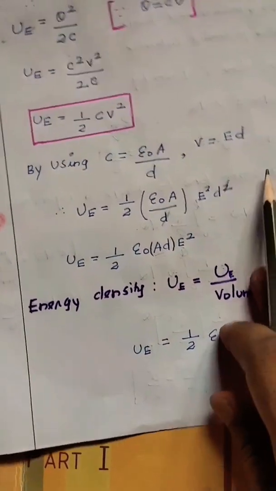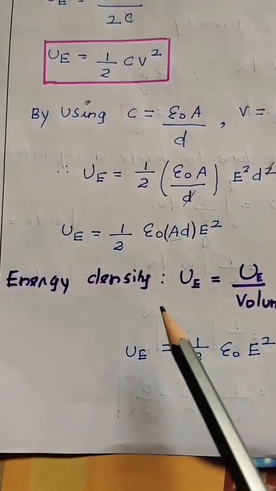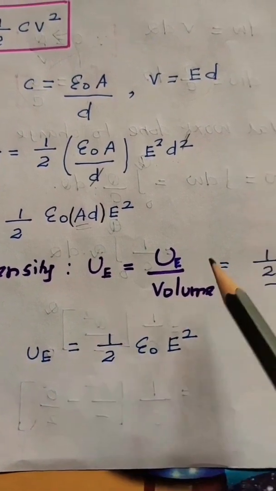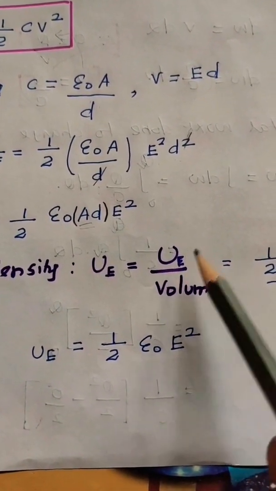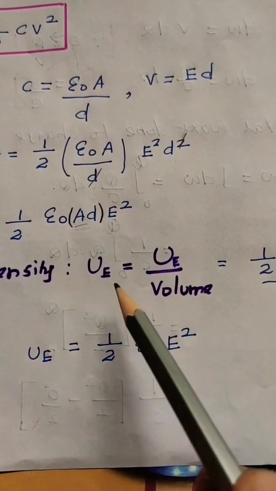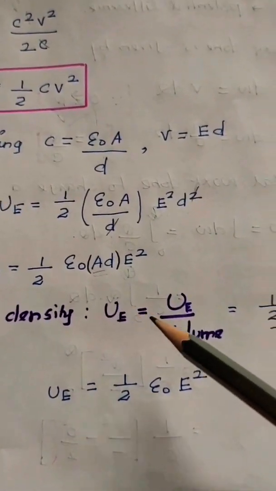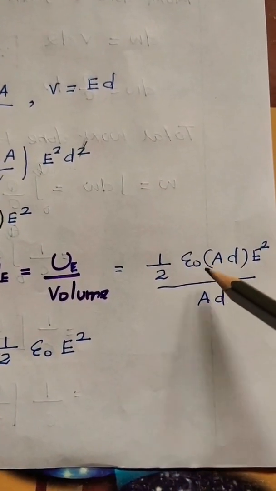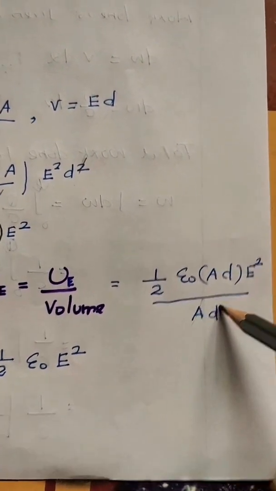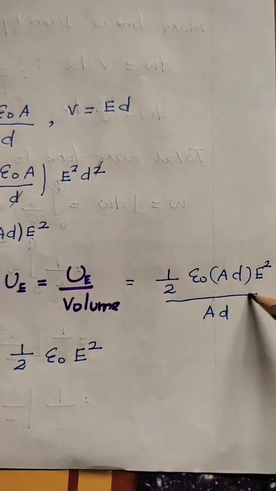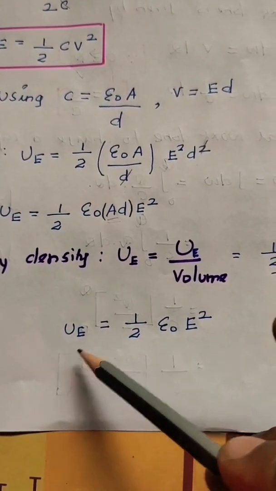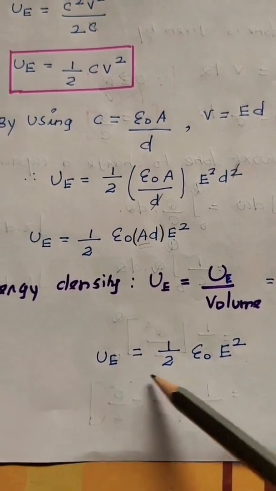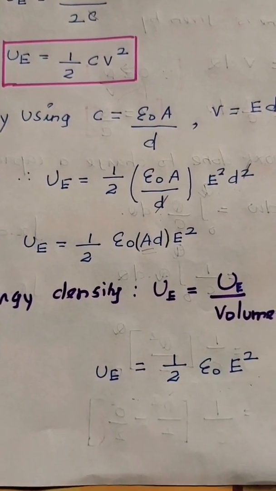Next, we can measure the energy density. Energy density is nothing but the energy stored per unit volume. Energy stored per unit volume of the space is called energy density. So energy density u_e equals 1 by 2 epsilon naught A D into E square divided by the volume A D. A D and A D cancel, and the remaining term is u_e equal to 1 by 2 epsilon naught E square. This is the electrostatic potential energy density.